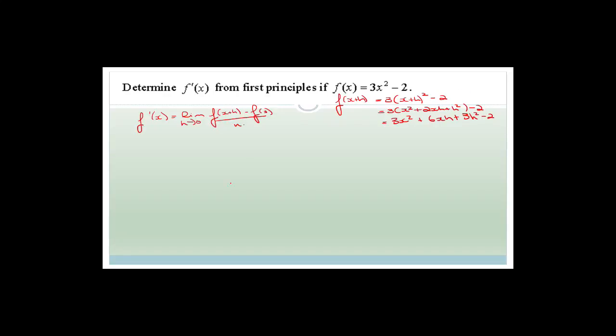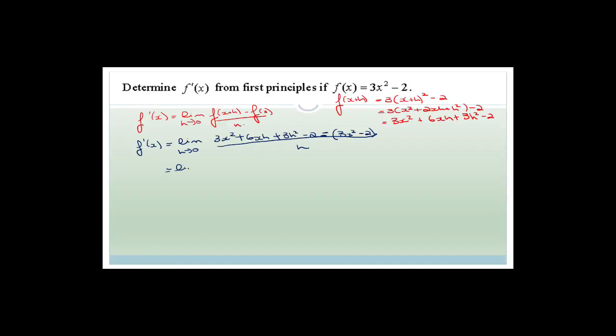Right, so now we're going to use our first principles rule and solve for this. F dash of x equals the limit as h tends to 0 of f of x plus h, which is all of this. So it's 3x squared plus 6xh plus 3h squared minus 2, minus 3x squared minus 2, all over h. It's a minus, by the way. Please remember to put your brackets here, because if you don't, you're going to end up with a bad sum. You're going to end up not being able to cancel things you need to cancel. So please remember your brackets.